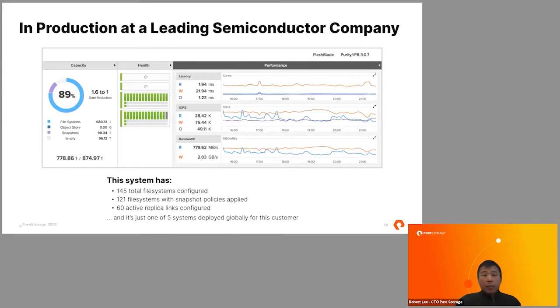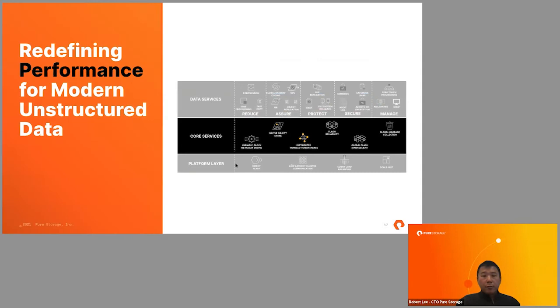This isn't just theoretical, right? This is a Pure1 dashboard from one of the largest global semiconductor companies. And what you see here is what I just described. It's a large grid environment. I believe this is thousands of users. I think it's tens of thousands of compute cores running all of the mix of workloads I just described, whether it's verification, synthesis, or place and route jobs for future designs. And as we expect, not only are they driving a great deal of performance, but this particular customer is also using all of our data protection capabilities, whether it's snapshot policies, replication, really the whole nine yards.